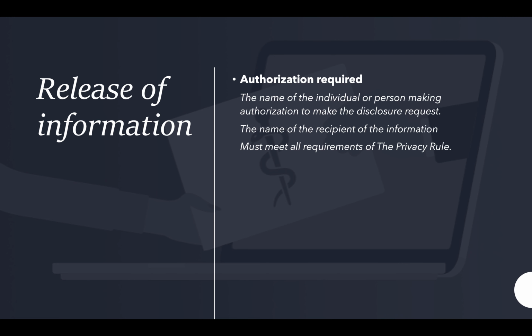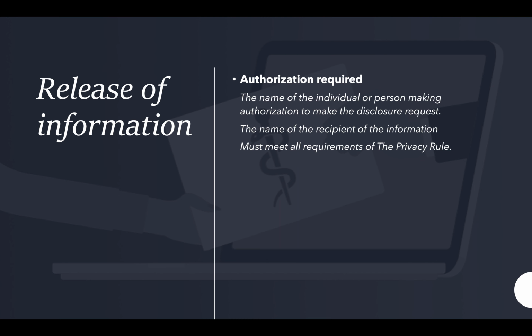Release of information. Authorization required: the name of the individual or person making authorization to make the disclosure request, the name of the recipient of the information, must meet all requirements of the privacy rule. The core elements of a valid authorization include a meaningful description of the information to be disclosed, the name of the individual or the name of the person authorized to make the requested disclosure, the name or other identification of the recipient of the information, a description of each purpose of the disclosure.